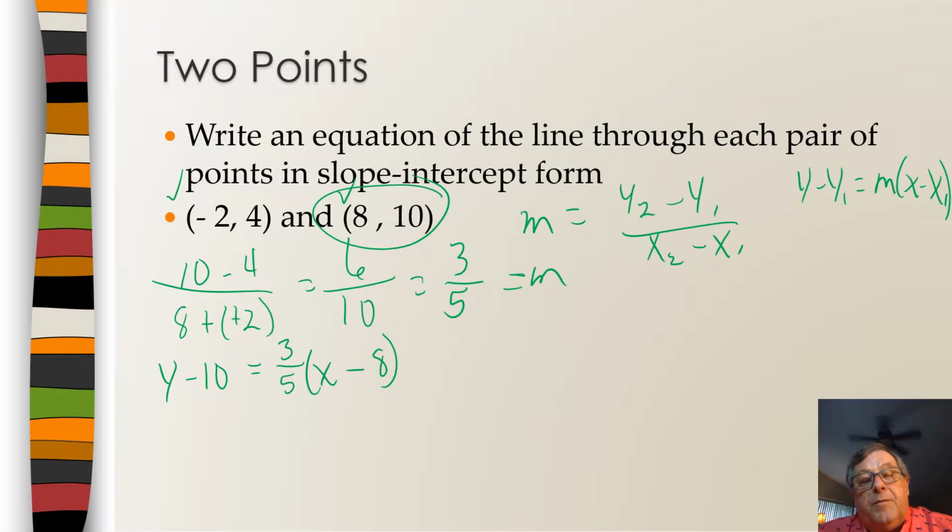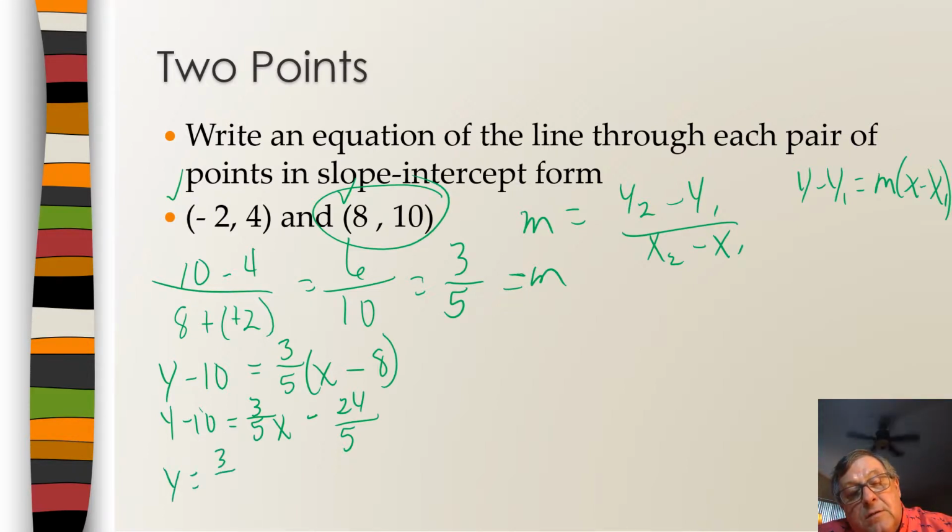All right, well, I need to distribute this 3/5 to the x minus 8, so I got y minus 10 equals 3/5 x. Let's see. -8 times 3/5 is going to be -24 over 5. And now we're going to add 10 to both sides, but I'm going to add it in a fraction over 5. In other words, I'm going to then say that y is equal to 3/5 x. And I'm going to get this in a common denominator, minus 24 over 5.